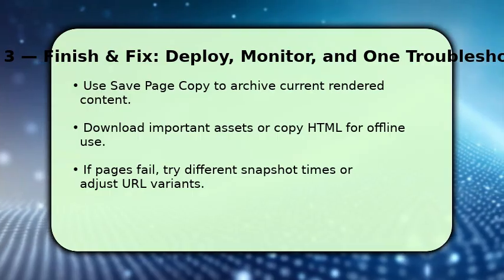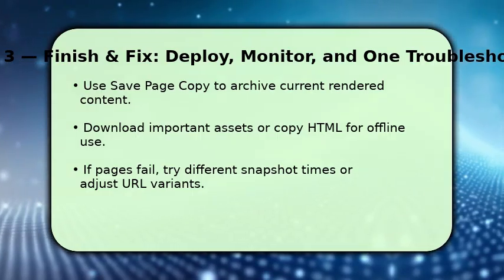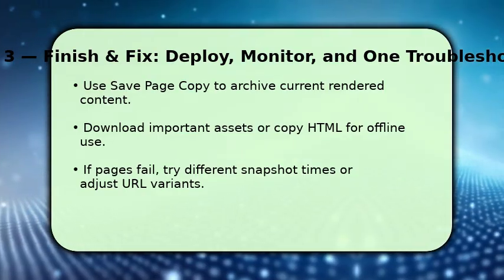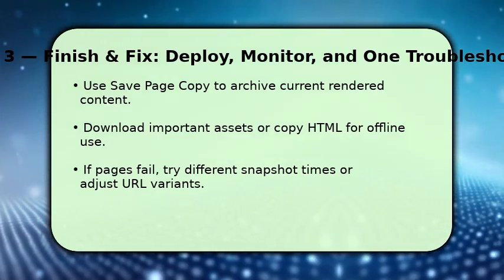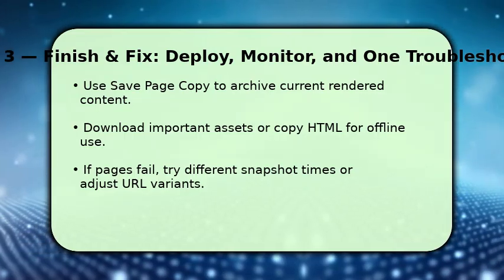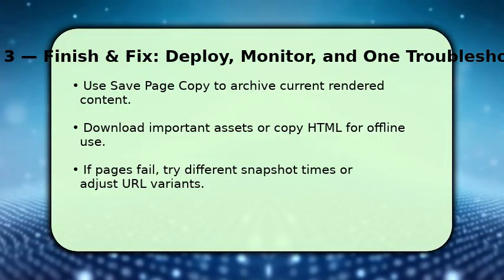If pages fail to render, try nearby dates, a different protocol, HTTP versus HTTPS, or remove query strings. These small URL changes often expose alternate archived versions. One key troubleshooting tip: clear cache and open in a private tab if the Wayback View appears stale or blocked.